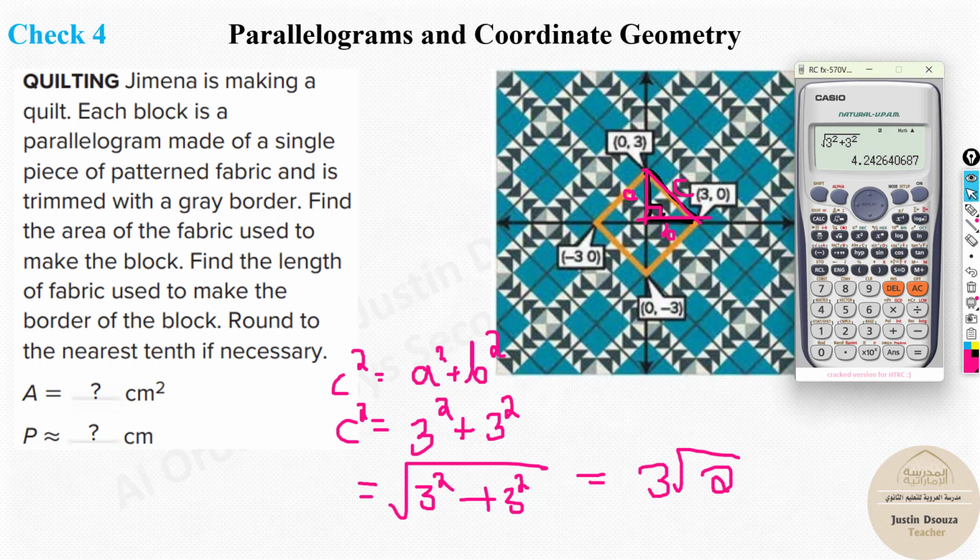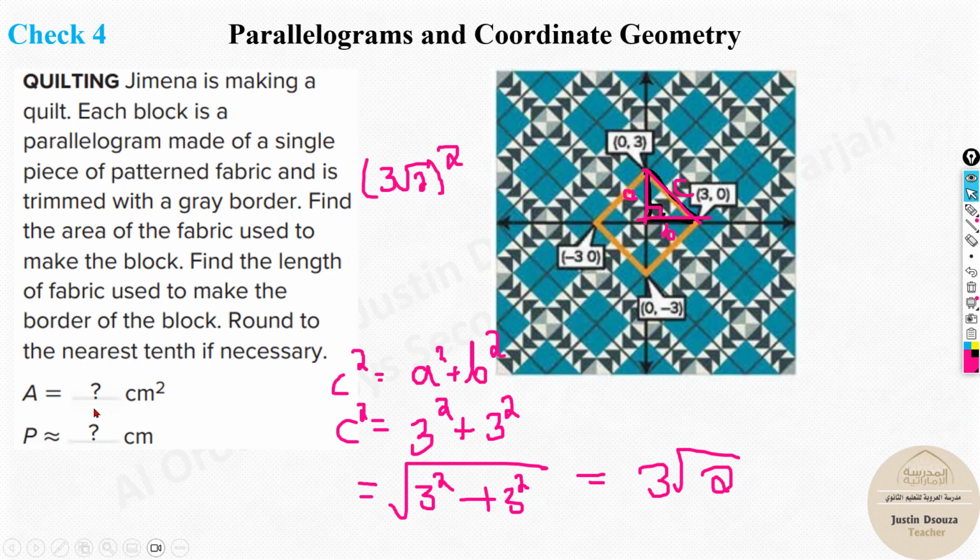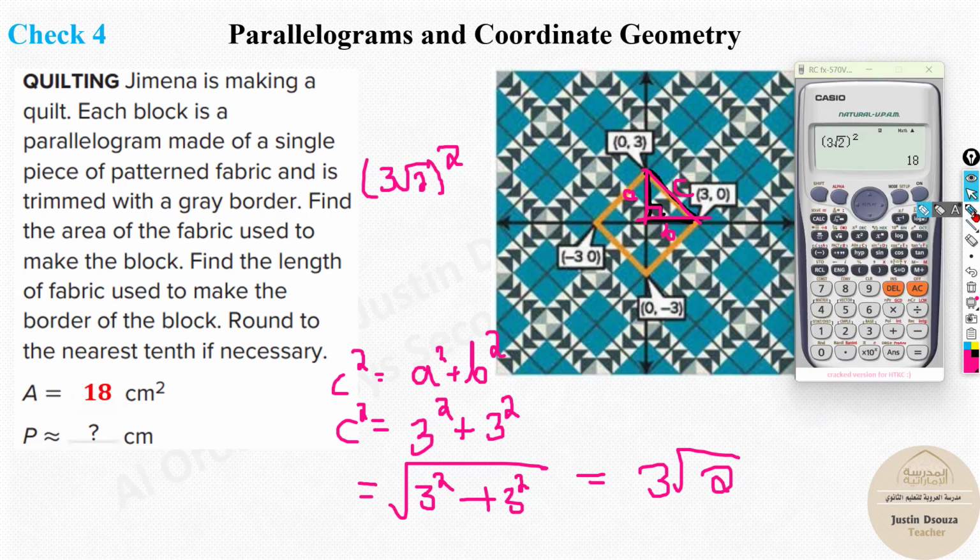Now, how do we find the area? It's a square, you can see it's a square. Area of a square is side squared, 3 root 2 the whole square, or multiply it with itself. Okay, that is the area. Use the brackets, square. What is the answer? It's 18. Area should be 18 over here. Yes, it's correct.